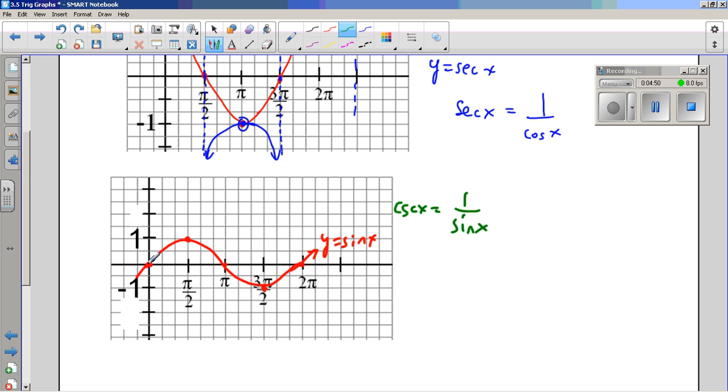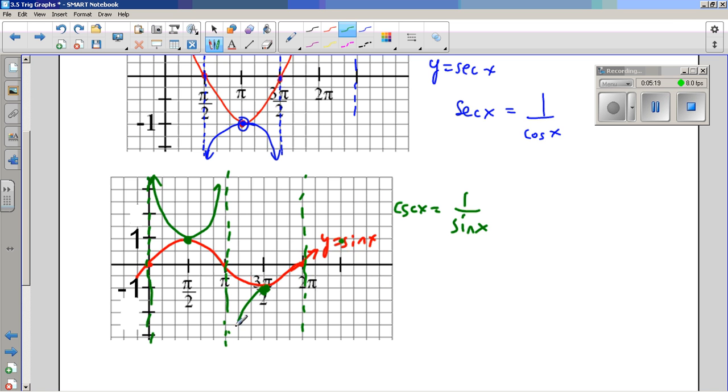I know where sine has a 0, cosecant has an asymptote. Asymptote, asymptote, asymptote, asymptote. Where sine x has a 1, cosecant's going to have a 1. Where sine x has a negative 1, cosecant's going to have a negative 1, and so on. Notice this scale is a little bit different than the one above, so it's a little bit different. And I get the same sort of shapes.